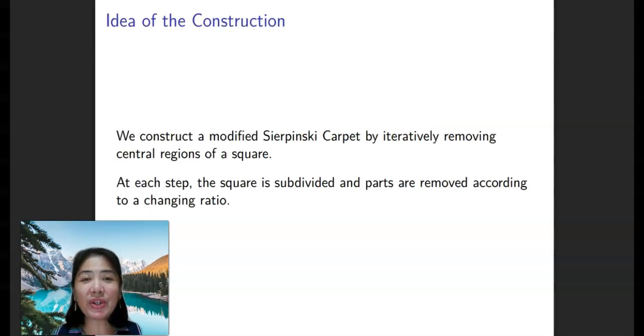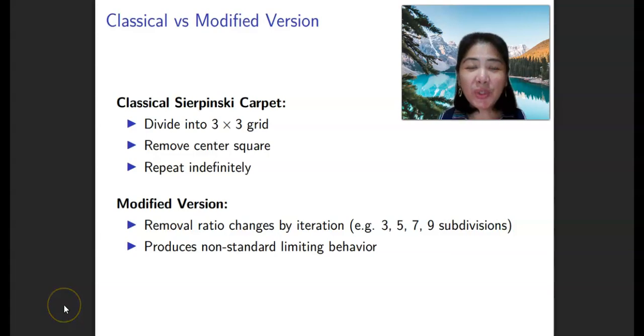Alright, so how are we going to construct a Modified Sierpinski Carpet? We construct it by iteratively removing central regions of a square. At each step, the square is subdivided and parts are removed according to a changing ratio. So our keyword here is that we will be able to observe a changing ratio. Now we're going to compare the two versions: the classical Sierpinski Carpet and the modified version.